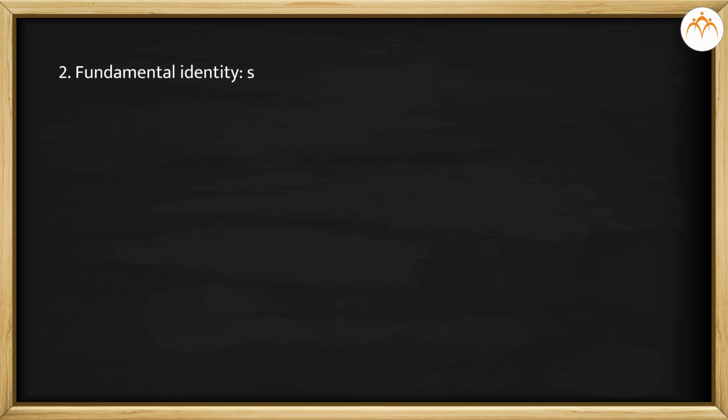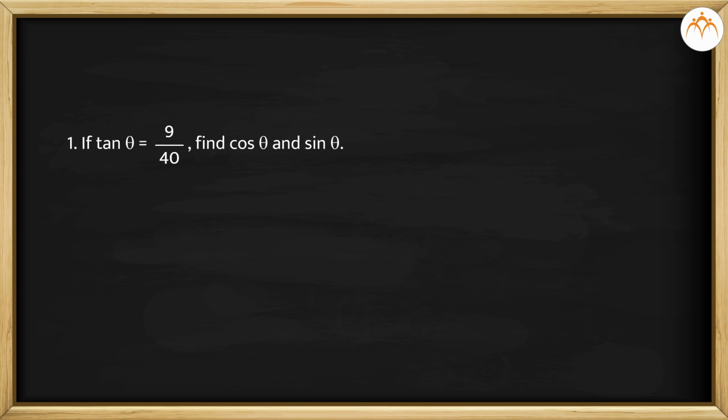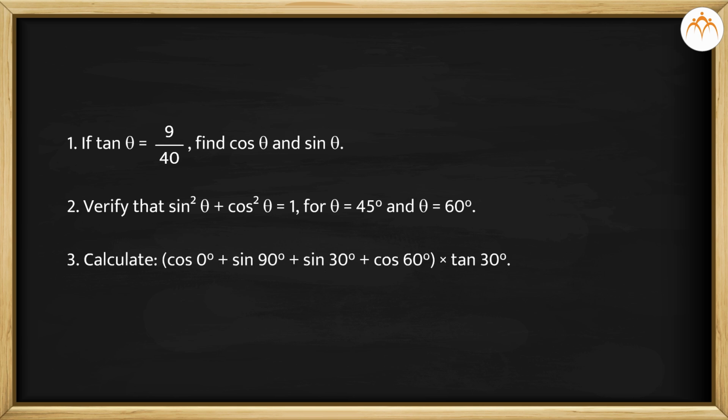Fundamental identity sin square theta plus cos square theta is equal to 1. Exercise: if tan theta is equal to 9 upon 40, find cos theta and sin theta. Verify that sin square theta plus cos square theta is equal to 1 for theta is equal to 45 degree and theta is equal to 60 degree. Calculate cos 0 degree plus sin 90 degree plus sin 30 degree plus cos 60 degree multiplied by tan 30 degree.